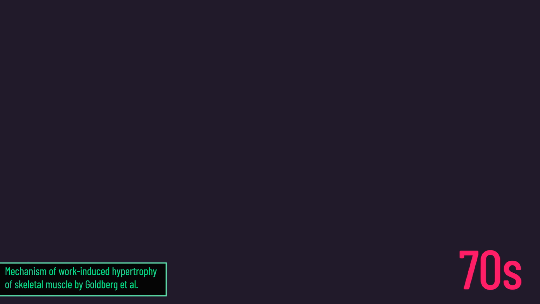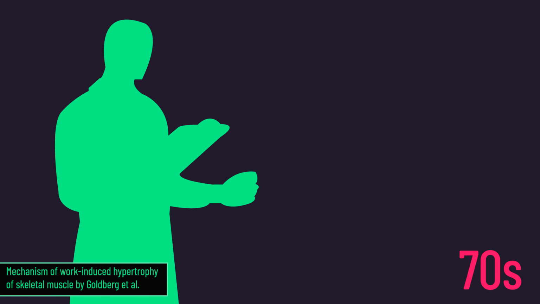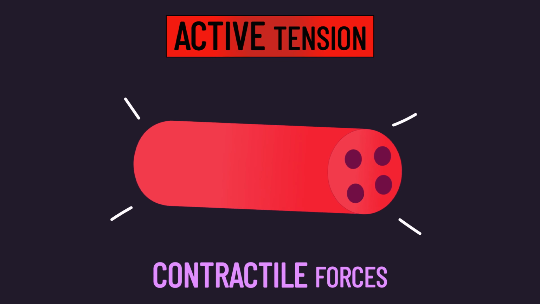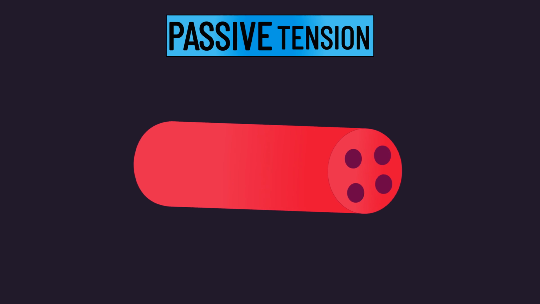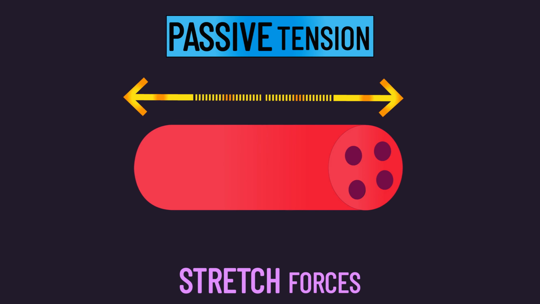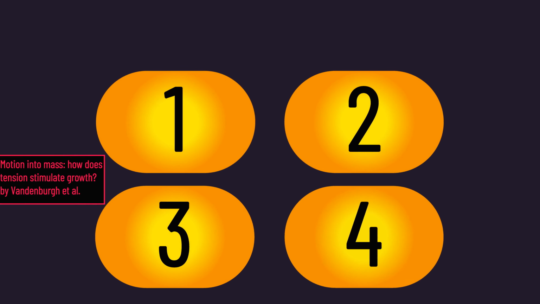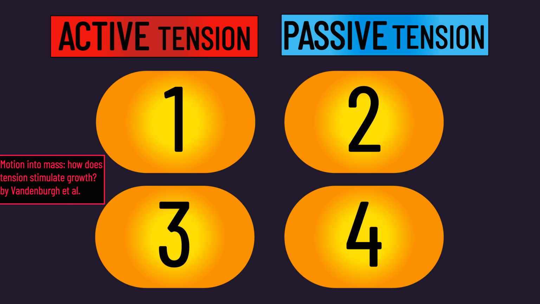As early as the 1970s, researchers hypothesized both active and passive tension are stimulators of hypertrophy. Active tension is the actual contractile force produced by the muscle fibers, while passive tension is the force produced when the fibers and whole muscle are stretched. There were 4 types of studies linking active and passive tension to hypertrophy throughout the 1970s to 1990s.